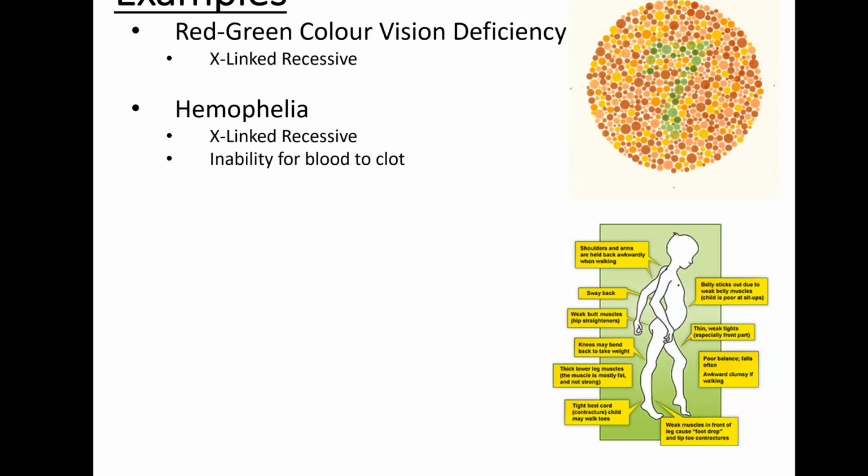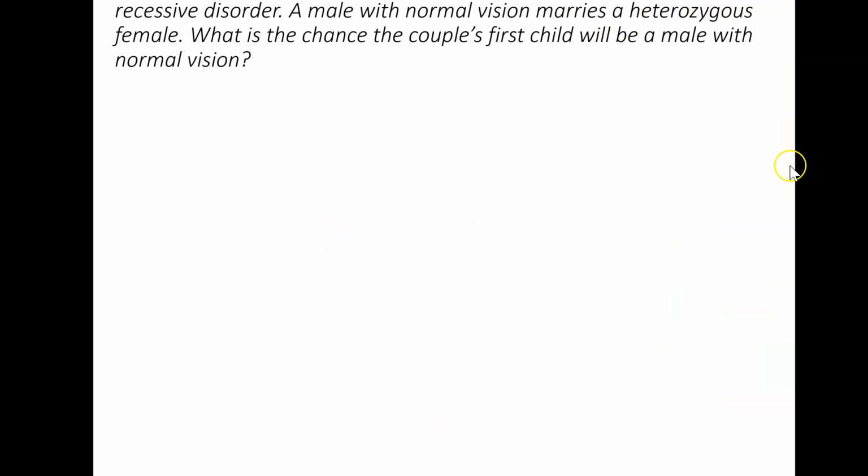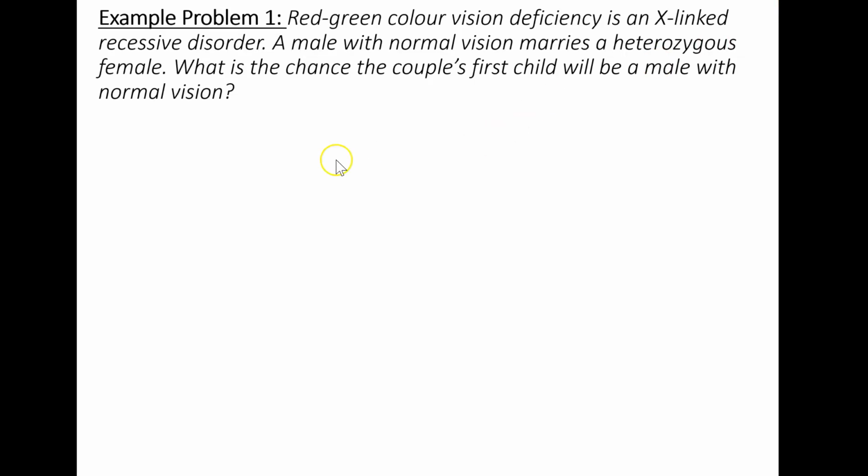So now there's a whole bunch of different types of genetic problems associated with sex-linked traits. I'm going to do a few example problems with you right now. Red-green color vision deficiency is an X-linked recessive disorder. A male with normal vision marries a heterozygous female. What is the chance the couple's first child will be a male with normal vision?